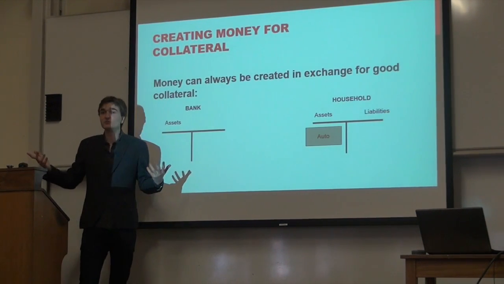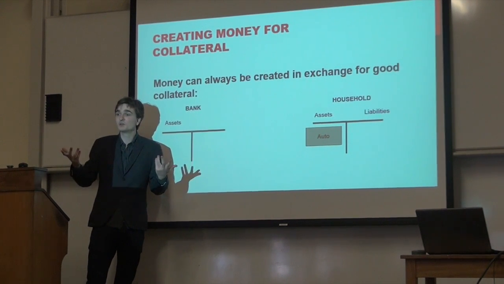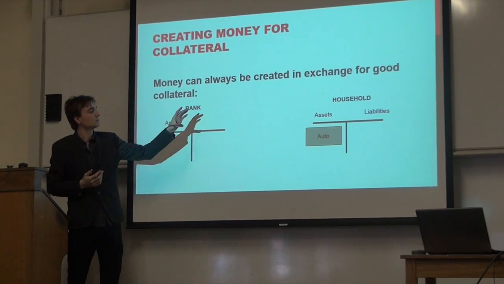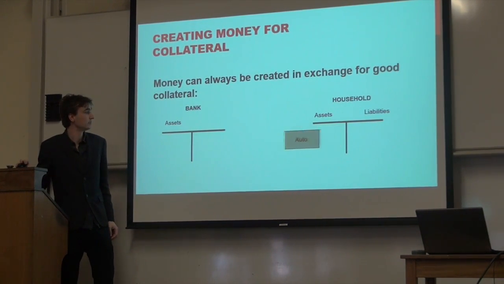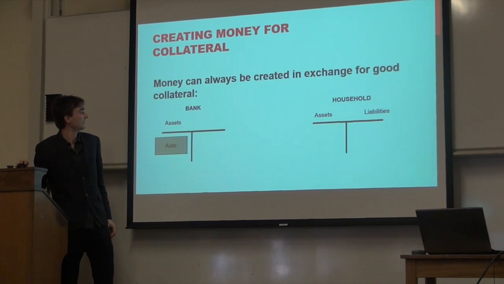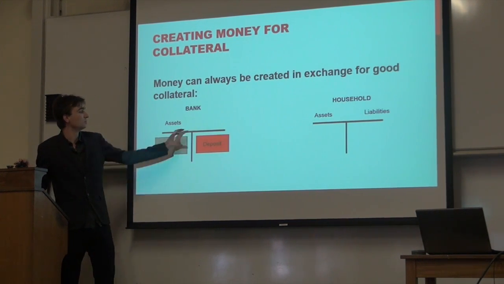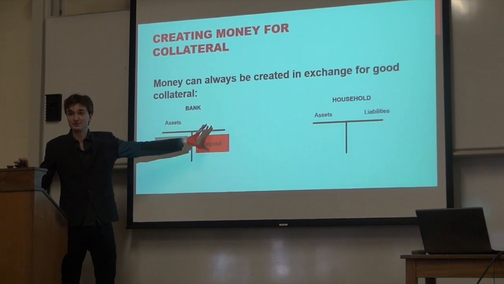So how does money come into being? Well, the most simple way to look at it is just imagine the case where the household would sell the car to the bank. So the bank would get the auto and it would give a deposit to the household. Bang, you have created money.